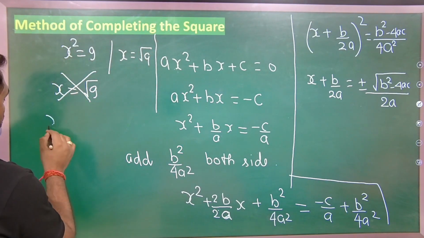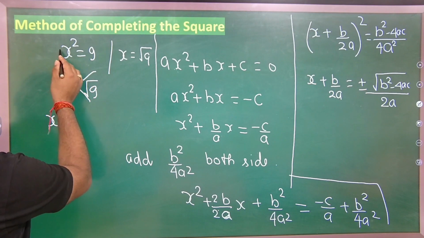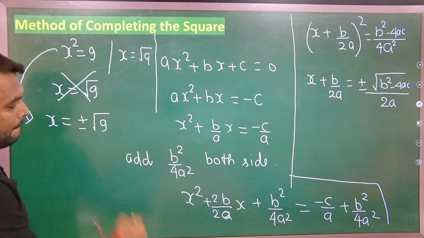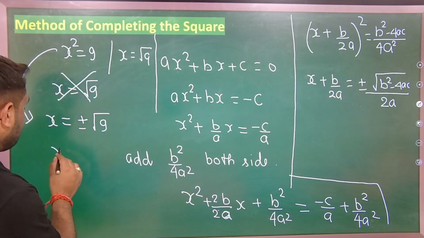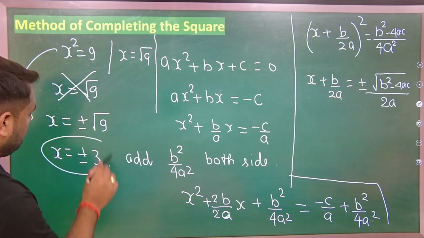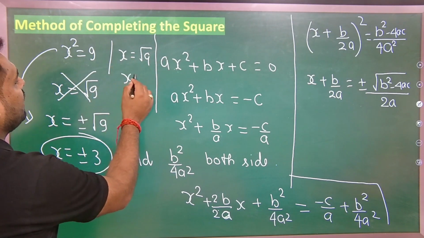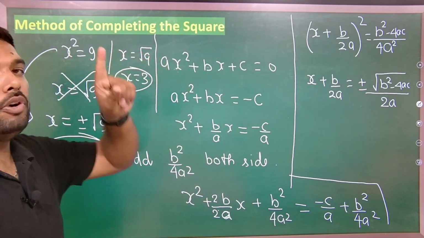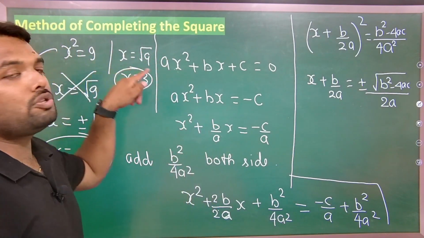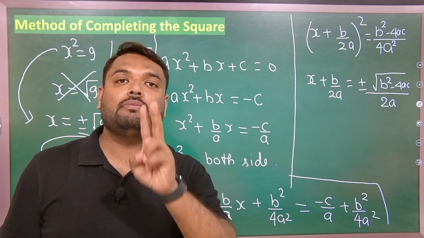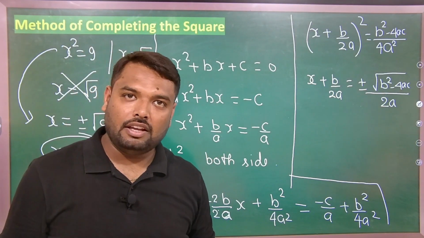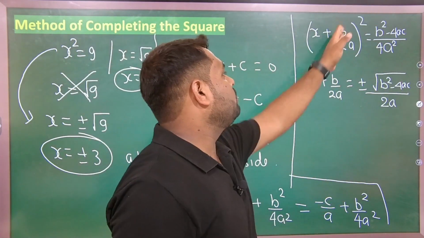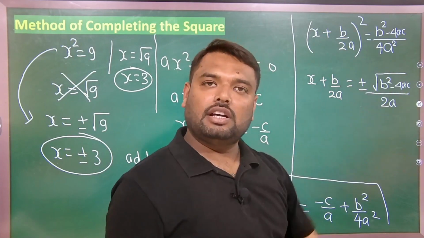So you have to keep this in mind that if x square equals 9, then x will be equal to plus minus under root 9. Then x will be equal to plus minus 3. And if x equals root 9, then x equals plus 3 only. Means if x equals root 9, there will be a positive result only. And if x square equals 9, then x will be plus 3 and minus 3 both. So if x plus b by 2a whole square equals something, then x plus b by 2a equals plus minus under root something.